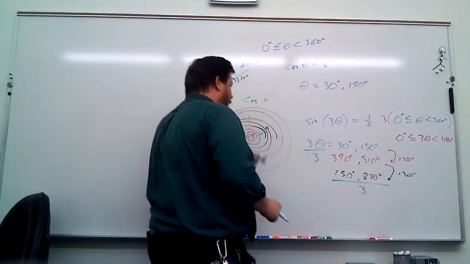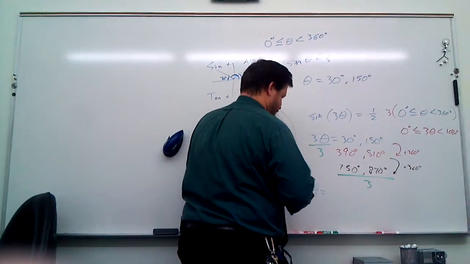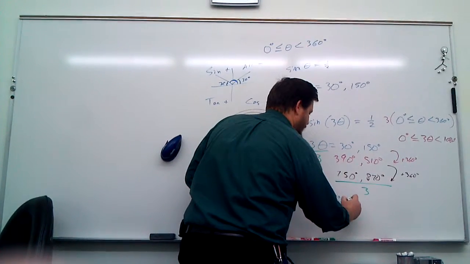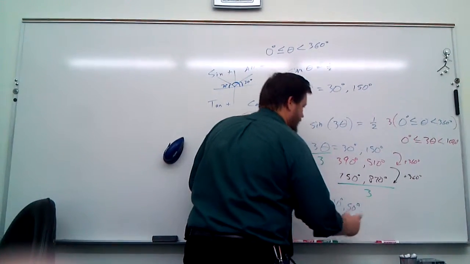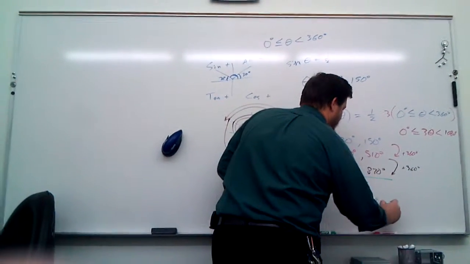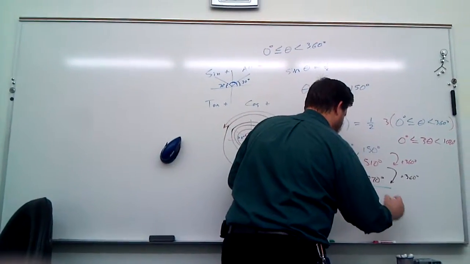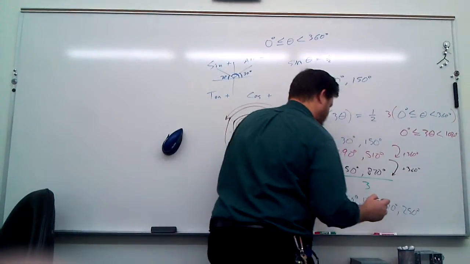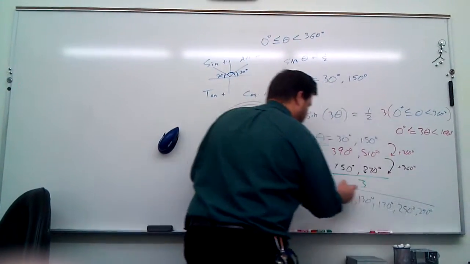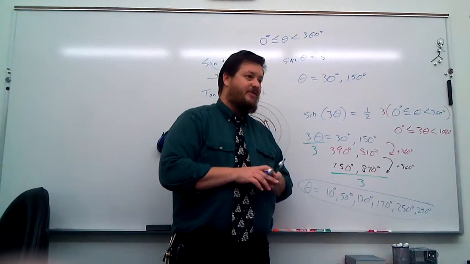What fun. So we're going to have 6 answers. Theta could be 10, 50. And so you go through and divide every single one of these by 3. 10 degrees, 50 degrees, 130, et cetera, et cetera, 170, 250, 290. So here we have finally solved the original problem with all 6 valid answers.